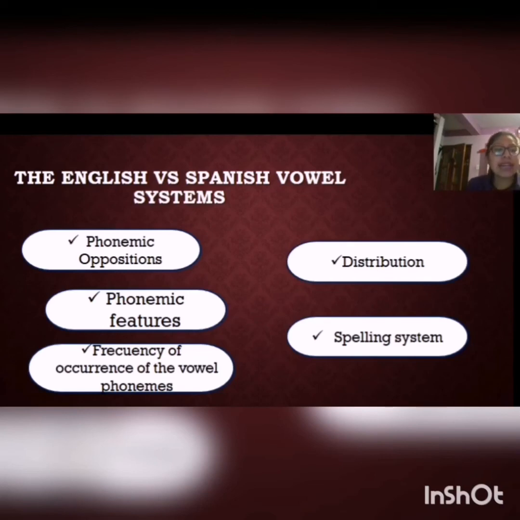Now I'm going to show you the differences between the English and Spanish vowel systems. They differ in phonemic oppositions. They differ in phonemic features. They differ in frequency of occurrence of the vowel phonemes. They differ in distribution, and they differ in the spelling system.